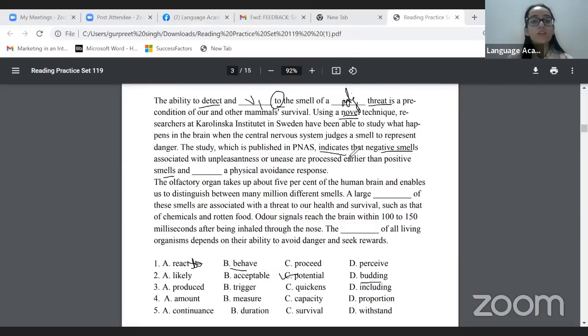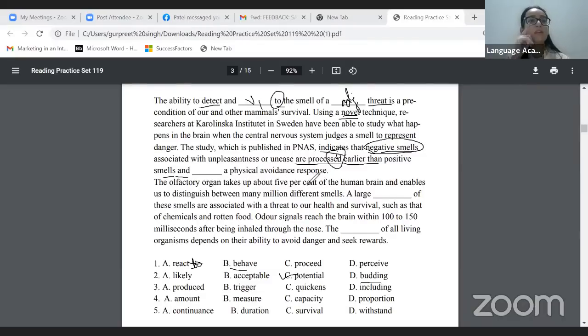What is the subject of this sentence? That negative smells, this is the subject. Negative smells are processed earlier than positive smells. This is one statement. How to read the sentences with and is what I'm trying to explain. Then you will read the subject again. Negative smells dash a physical avoidance response.